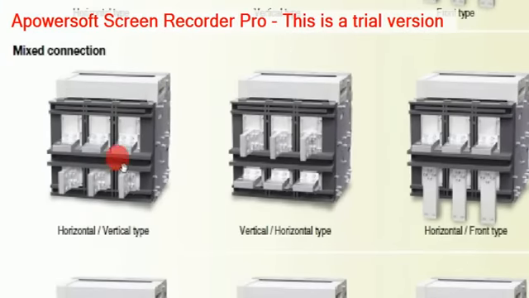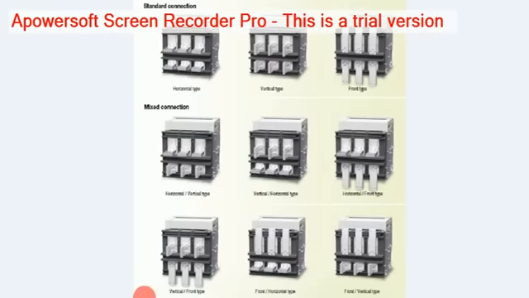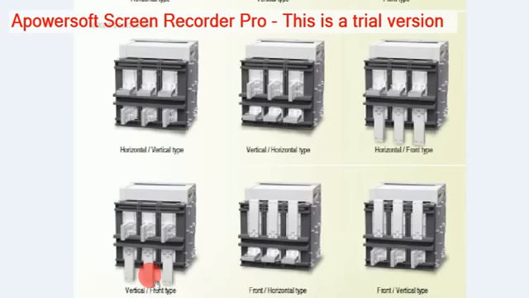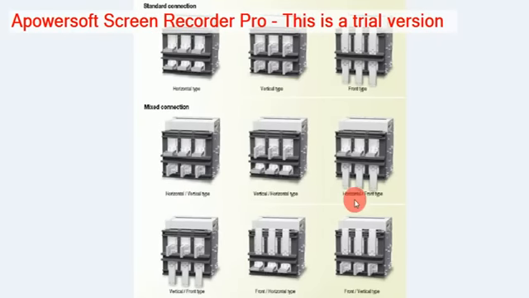That means the incoming is vertical and the outgoing is horizontal. The incoming is horizontal and the outgoing is vertical. Then horizontal and front type. And then the incoming is front type and the outgoing is vertical. So with the 3 types for incoming and outgoing, 9 combinations are available for the bus bars of ACBs.